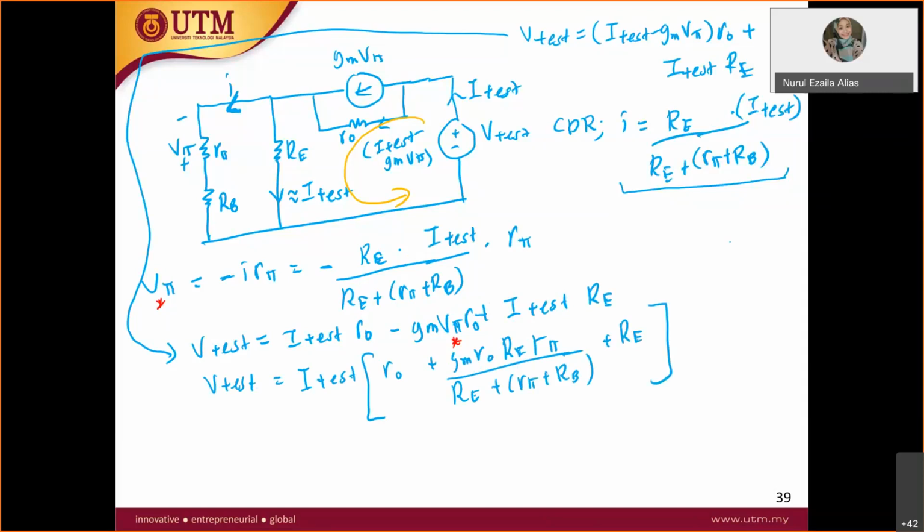So now, I said Z test just now. So this is your Z test just now. So Z test is actually equal to the V test over I test. Okay, need to save it here.